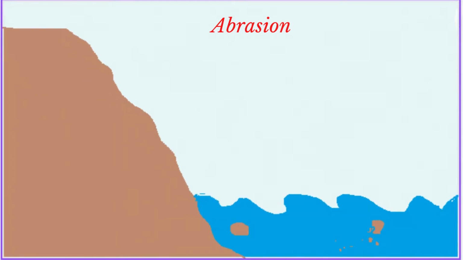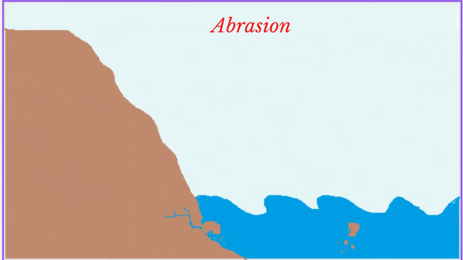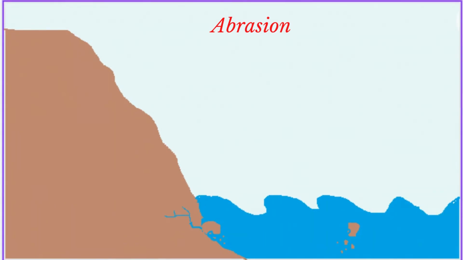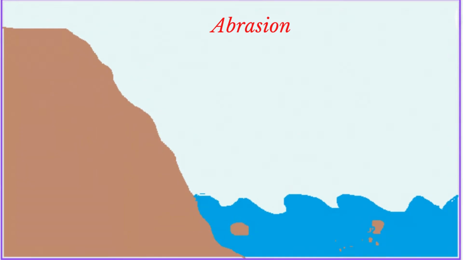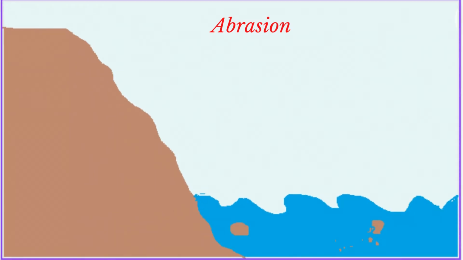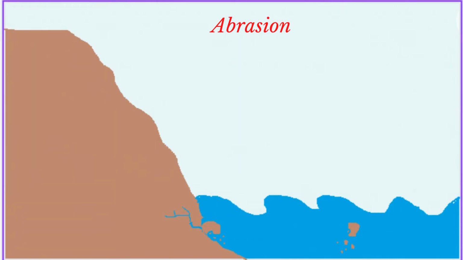Another way wave action can erode the coast is by the process of abrasion. Abrasion is where the materials being carried by the sea hit against the coast and cause the land to be worn away. This often occurs along cliff faces due to destructive waves. Wave action not only causes erosion, it can also result in deposition.